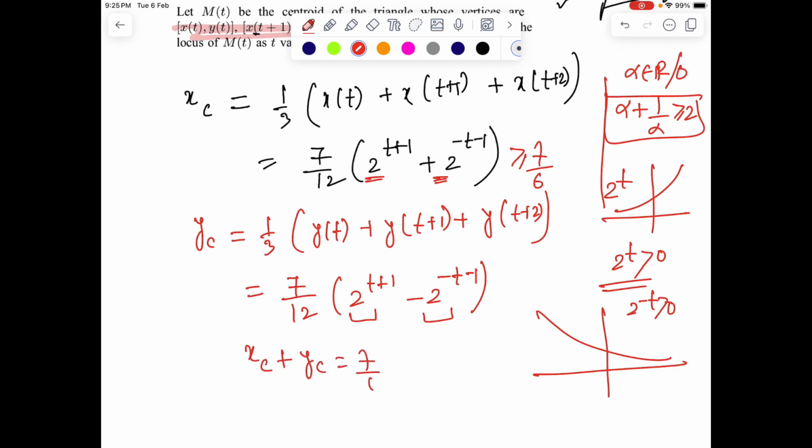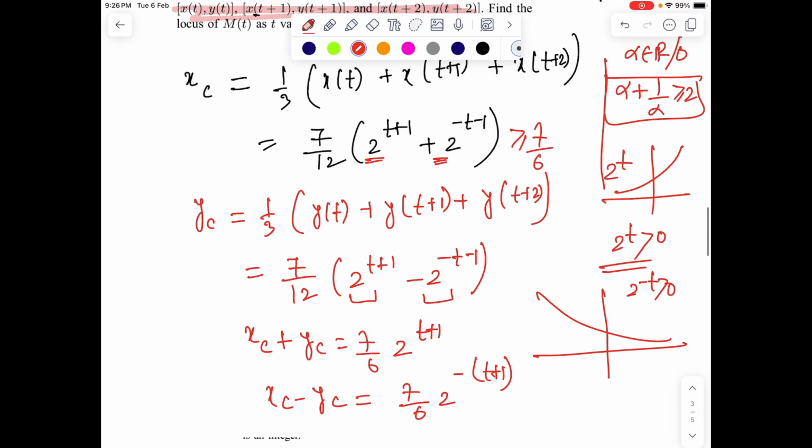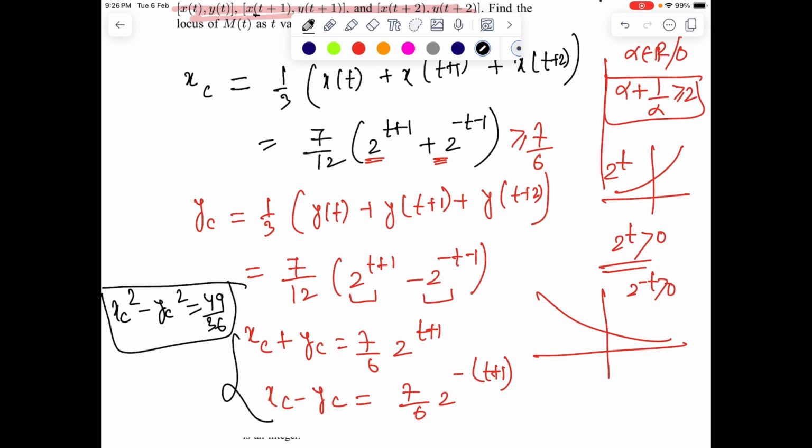Now xc and yc are quite symmetric. So xc plus yc is 7/6 times 2 to the power t+1 if we add both equations, and xc minus yc, which can be easily eliminated, is 7/6 times 2 to the power minus t+1. If I multiply these two equations, we get xc square minus yc square equals 49/36. Is there any restriction on x? Of course yes, xc is more than 7/6. So the entire locus will be this hyperbola with this restriction.